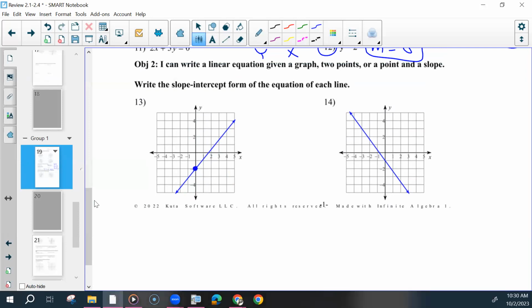1, 2, 3. Be careful, because some of these look like they cross the grid lines exactly, but they're a little off, like the tiniest bit off. Okay, so let's count our slope.